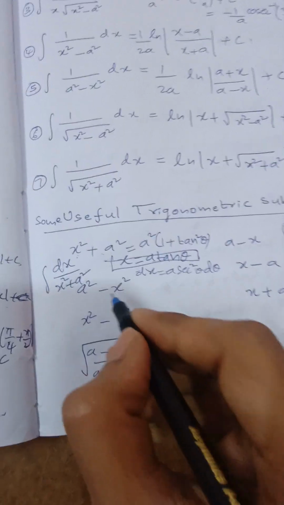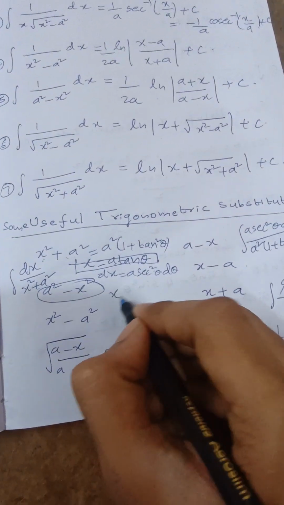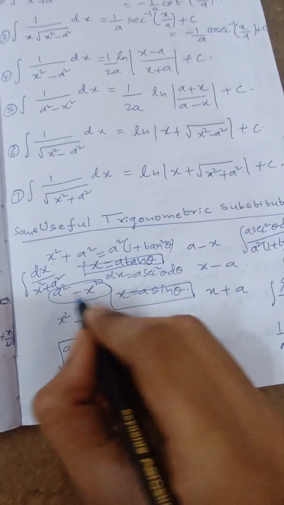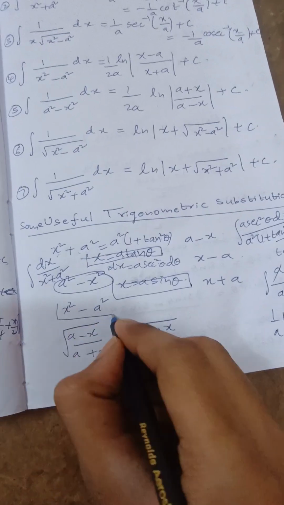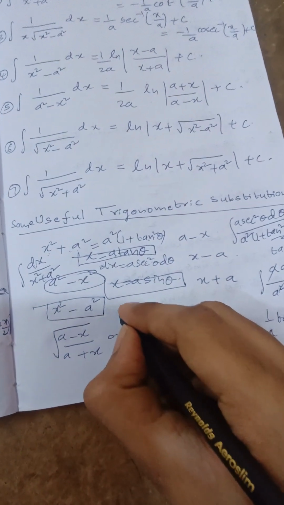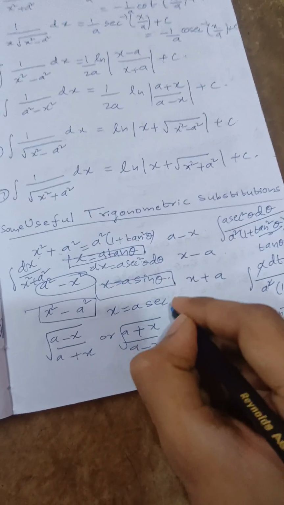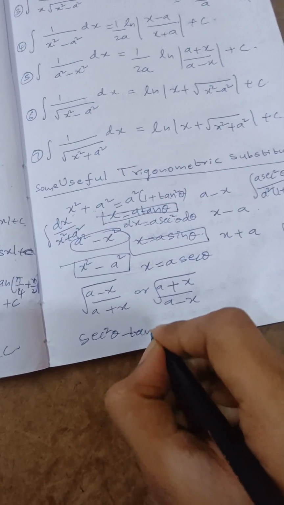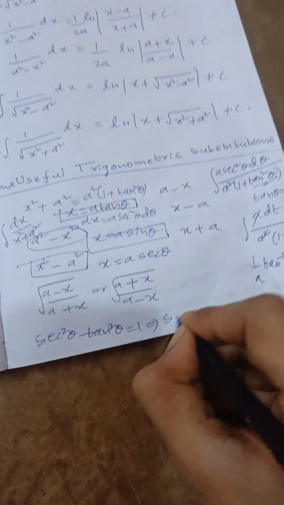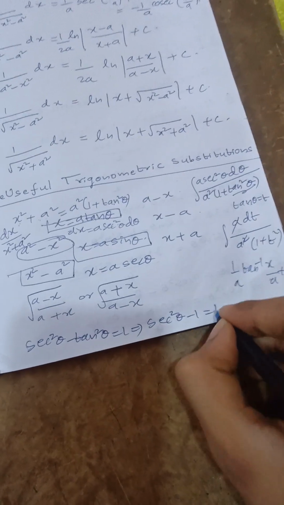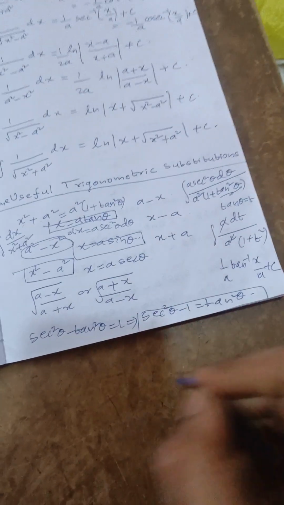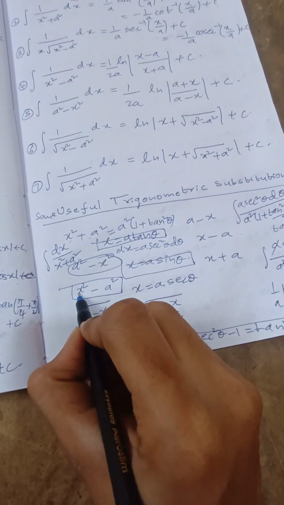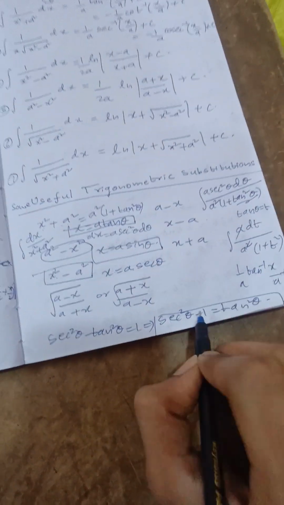So similarly, if you see a square minus x square, if you put x is equal to a sine theta, then this will become a square of 1 minus sine square theta. Similarly, x square minus a square, we have to put x equal to a secant theta, because secant square theta minus 1 is nothing but tan square theta. So usually if we substitute x equal to a secant theta, it will become a square of secant square theta minus 1.